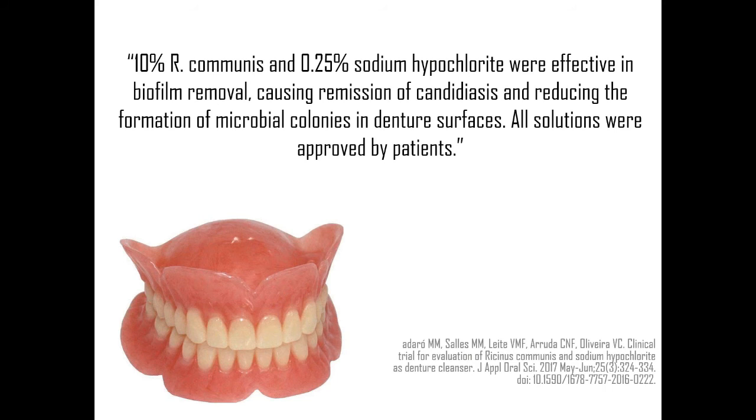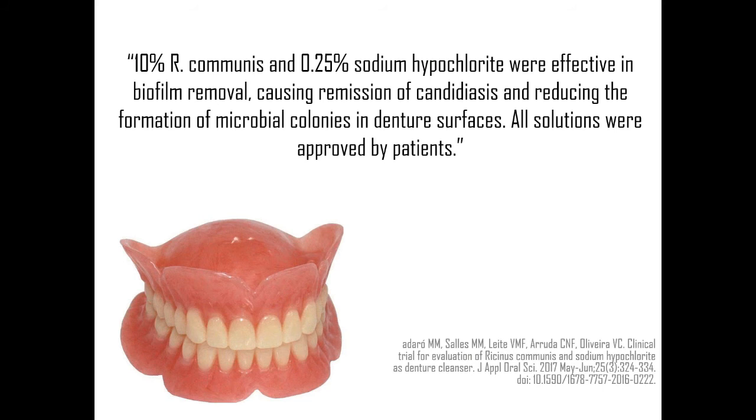So they did 0.25 and 0.5% sodium hypochlorite, and in group 3 they did 10% Ricinus communis, which is another denture cleaner, and then in group 4 they did just saline solution. The trial period for each group was 7 days, and then they did a washout of 7 days before they switched that person to another group and used a different solution.